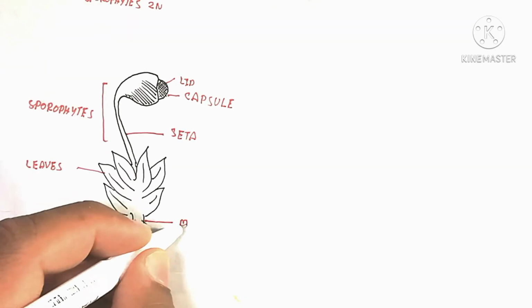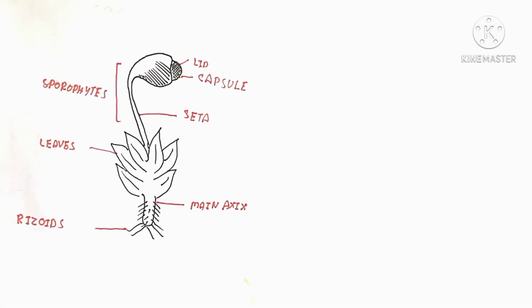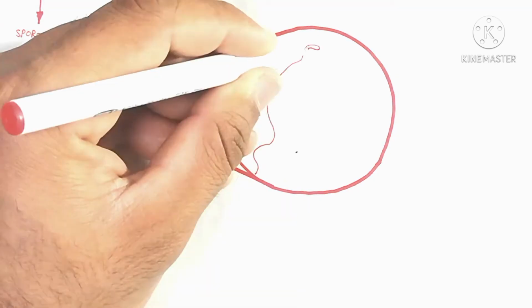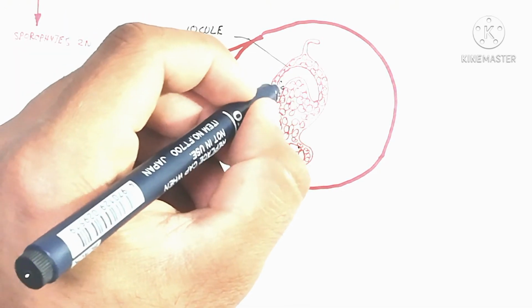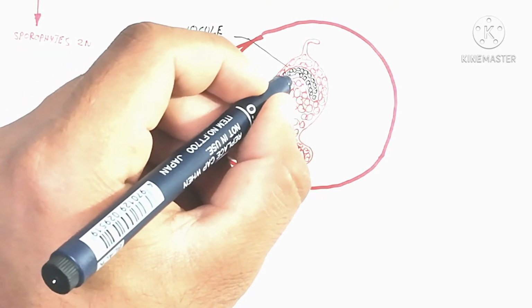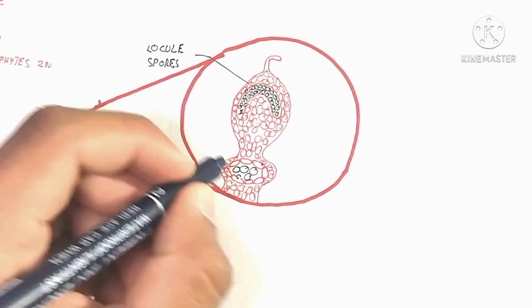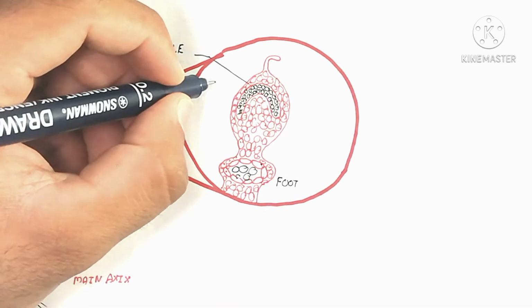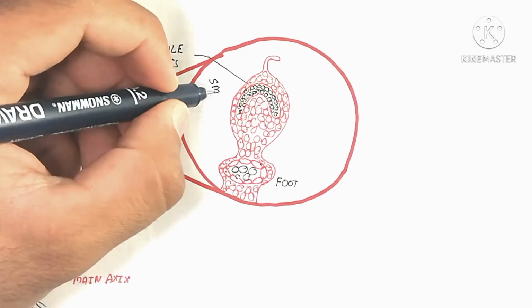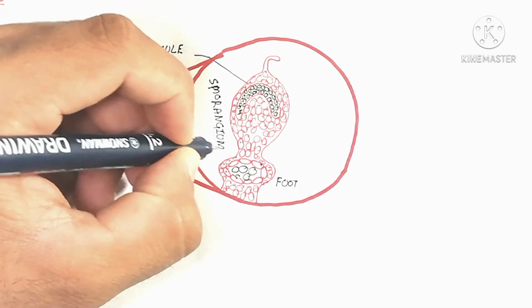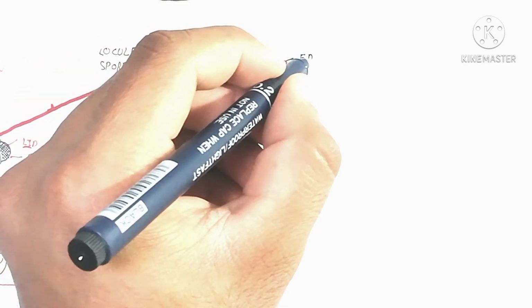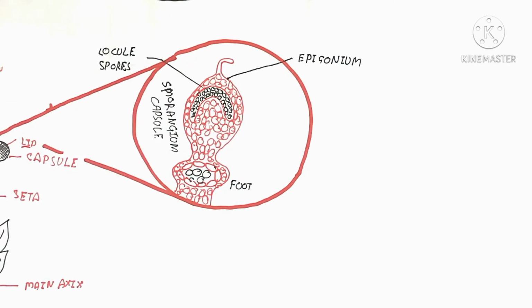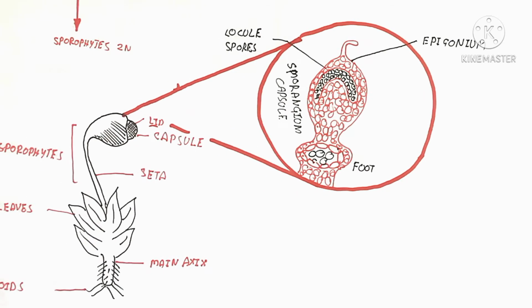It contains a capsule which produces spores. Here are the sporophytes, and leaves, rhizoids and the main axis are present, and the sporophyte is attached with the seta. There is a locule where the spores are present, and the epigonium, which covers it, is also known as the lid. It ruptures to release the spores during dry time, and then again in moist time, the rainy season, bryophytes will be produced when the temperature is favorable.